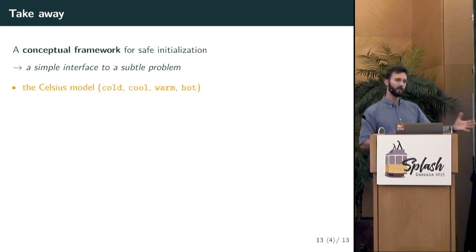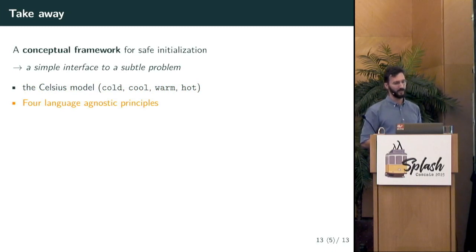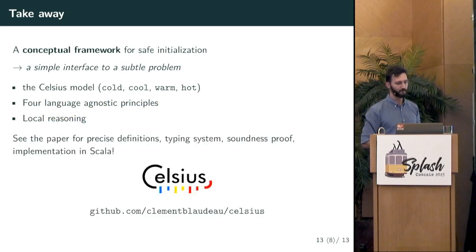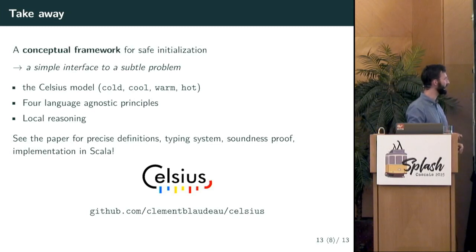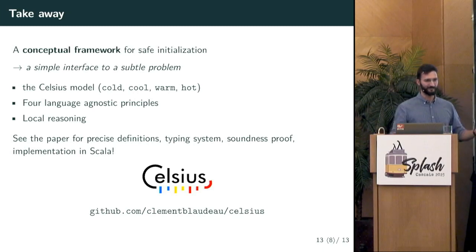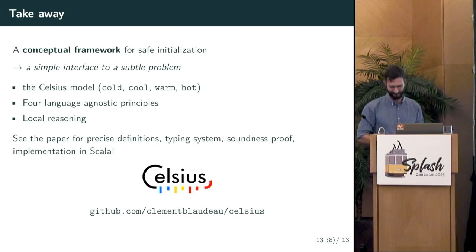You have the Celsius model for initialization of objects. You have the four language-agnostic principles that you can, again, enforce in many ways, and the core idea of local reasoning. I invite you to see the paper for the precise definitions, the typing system, and the soundness proof, which again is modular in the sense of the principles. It's quite interesting. And some hints on the Scala implementation. Thank you very much for your attention.